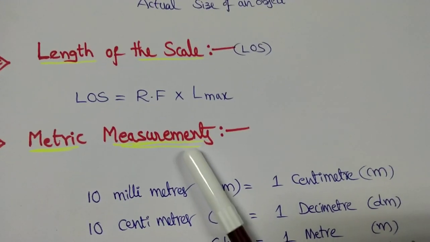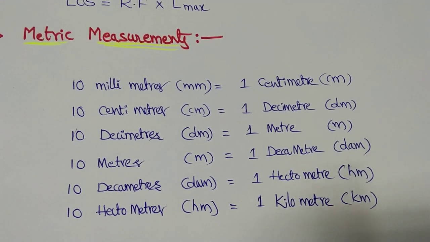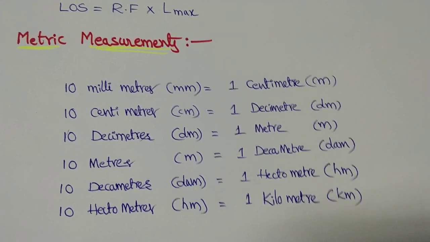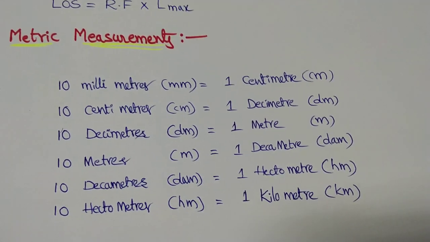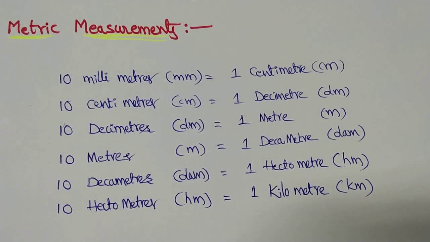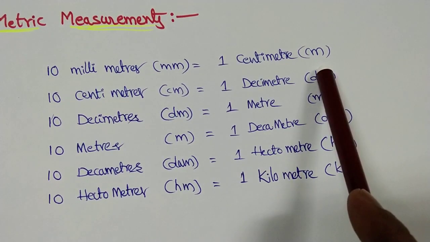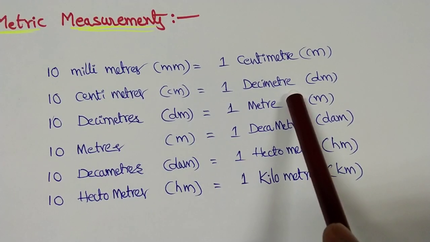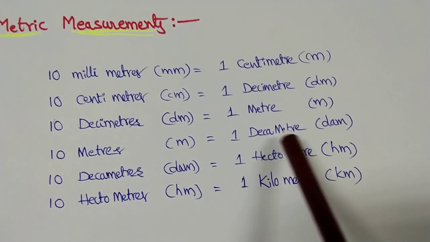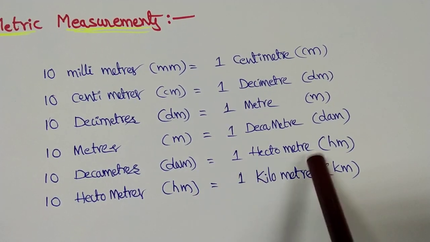And next, a very important thing in the construction of engineering scales, that is metric measurements. Whatever the unit in the given data, we should convert every unit into either centimeter or millimeter. We should also know about unit conversion in engineering scales. Here we can see 10 millimeter is equal to 1 centimeter, 10 centimeter equal to 1 decimeter, 10 decimeter equal to 1 meter, 10 meters are equal to 1 decameter, that is dam, and 10 decameter equal to 1 hectometer.